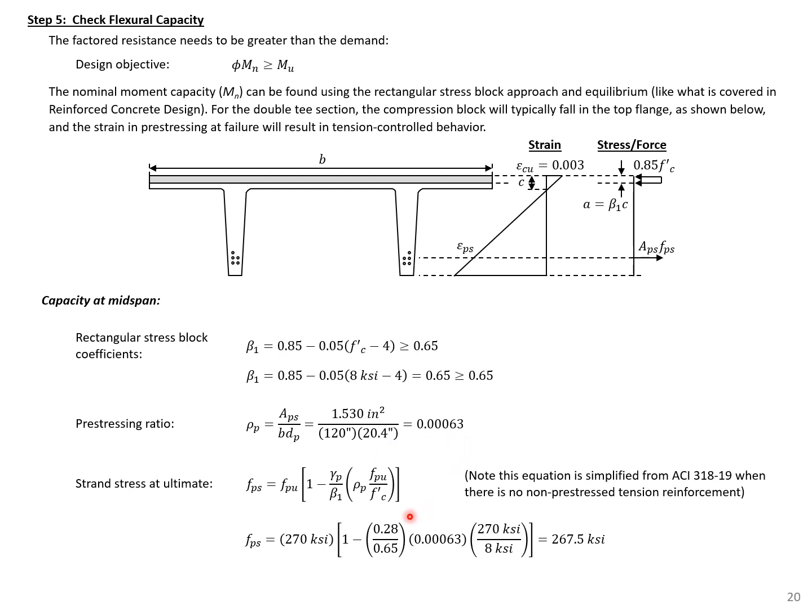And we can plug these values into our f sub ps equation, where we have a gamma p factor of 0.28 here, which will be typical for our pre-tension sections. So we can get an fps here of 267.5 ksi.